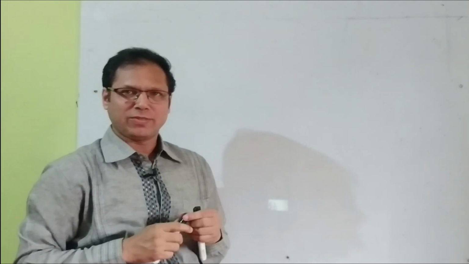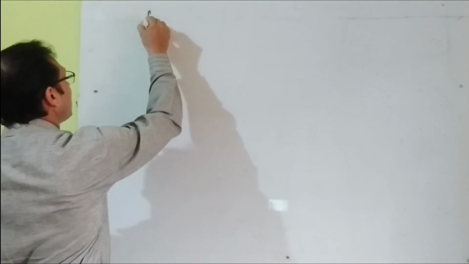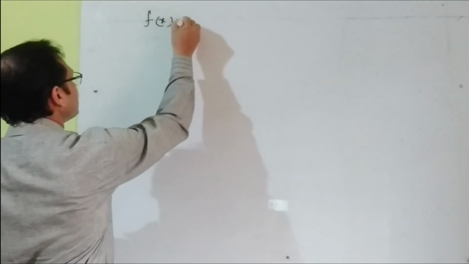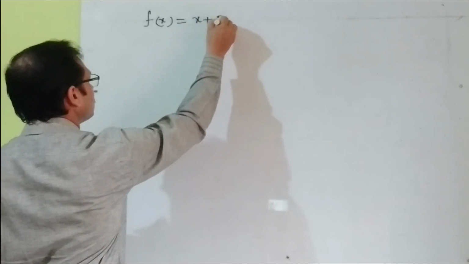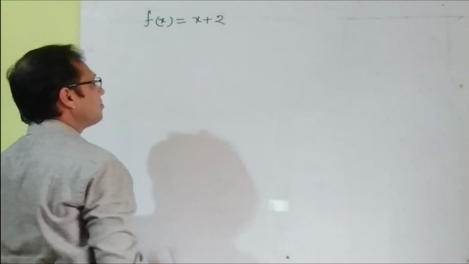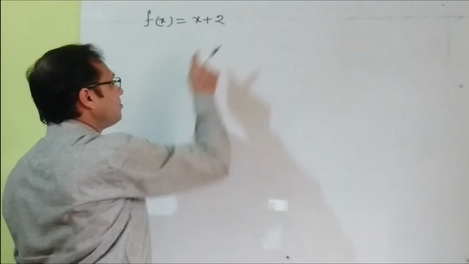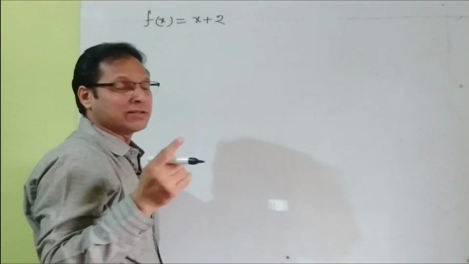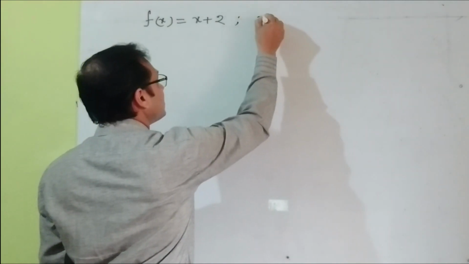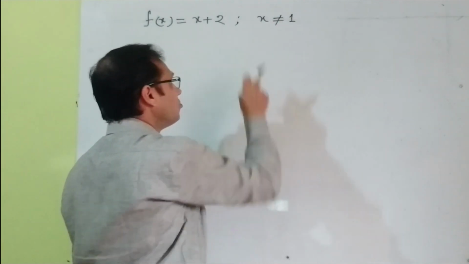Before going to the definition of the limit, I am taking one function. Suppose f(x) is equal to x plus 2. This is a function of x, where x is the variable. If x takes a value nearer and nearer to 1, that means x is not equal to 1, but the value of x is going towards 1.